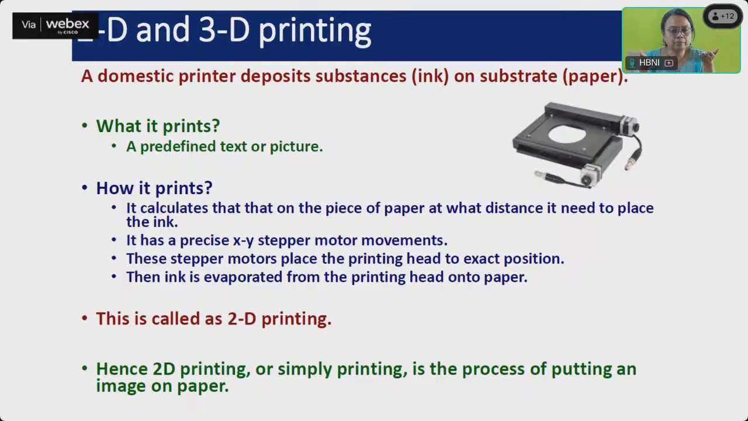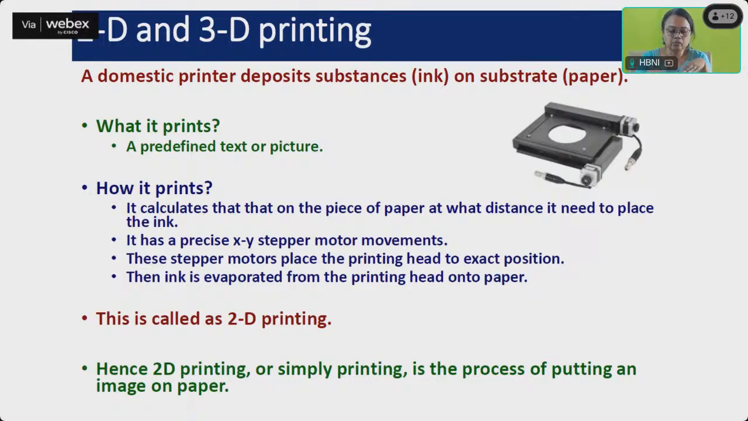If it is a colored printer, which color it has to print at what place. So the printer decides, taking from the blueprint from your computer, at what xy coordinate on the given paper I have to put which ink, right?